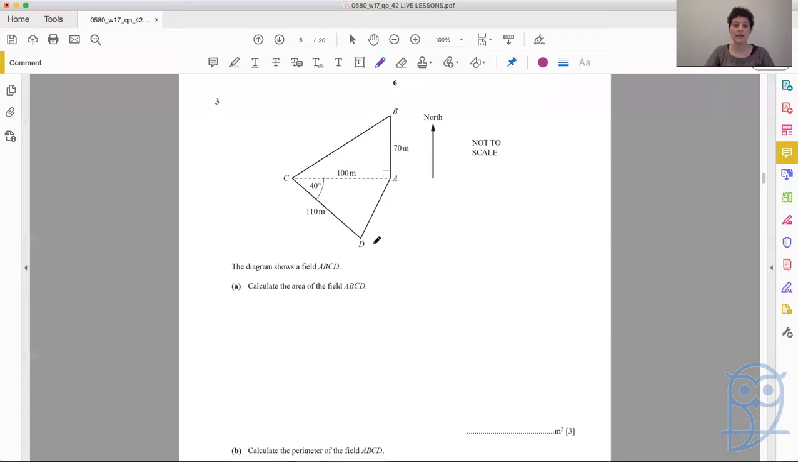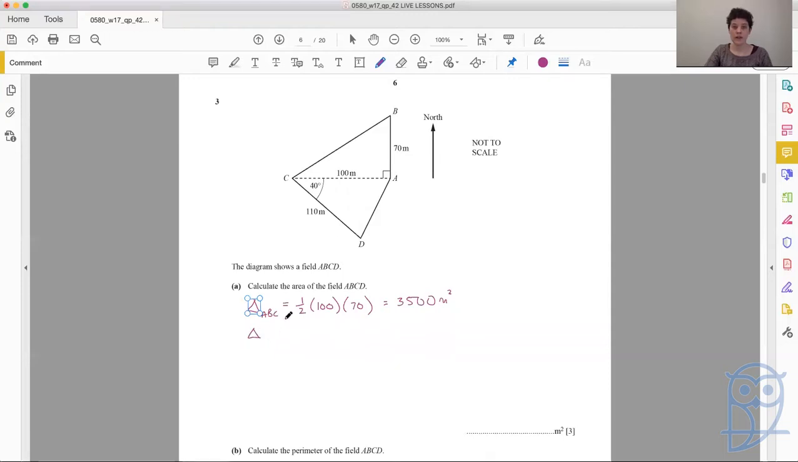They ask us to calculate the area of the field ABCD. So let's break it into 2 triangles, triangle ABC and triangle ACD, then we can add them together. Triangle ABC equals our traditional 1/2 times base times height, and that gives us 50 times 70, which is 3,500 meters squared. Everything is in meters.